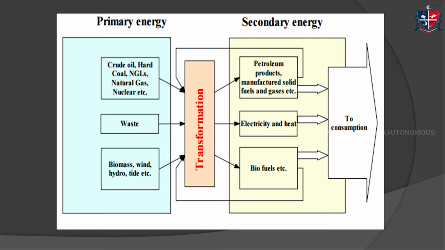Then there is crude oil. From crude oil we obtain petroleum products. So this is the way primary and secondary is classified. This is the first type of classification. The secondary energy is being utilized for consumption. Okay, so hope this first category classification is familiar.